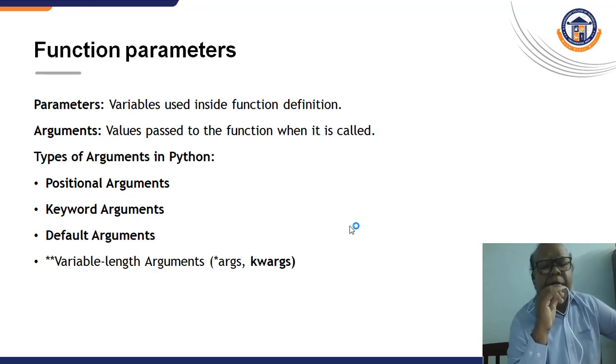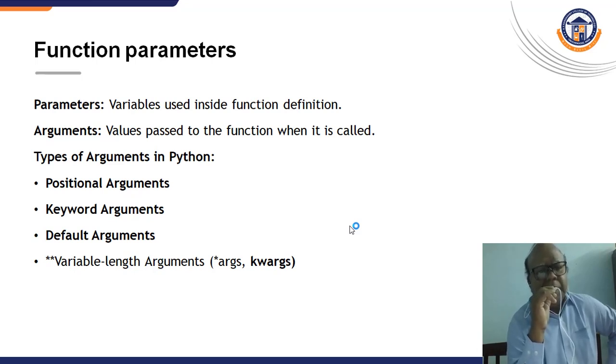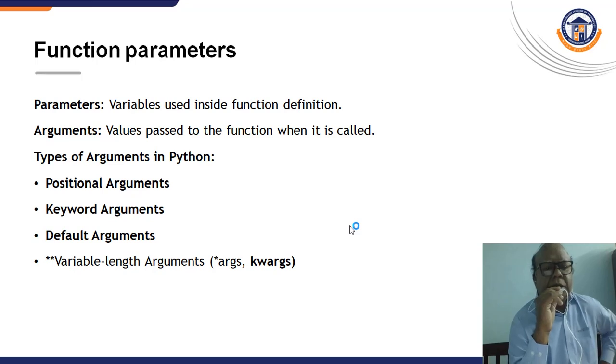Parameters: variables used inside the function definition. Arguments: values passed to the function when it is called. So you should be able to differentiate between parameters and arguments. The parameters are nothing but the variables used inside the function. Arguments are passed from the main program.